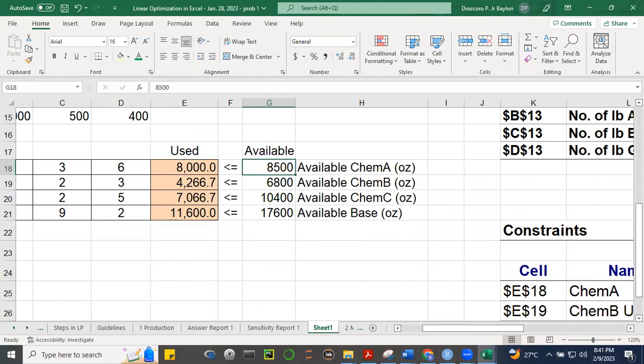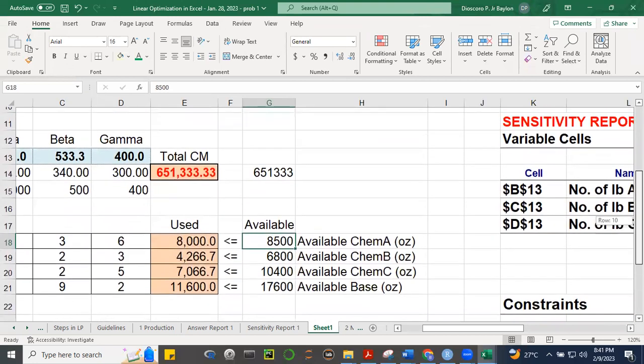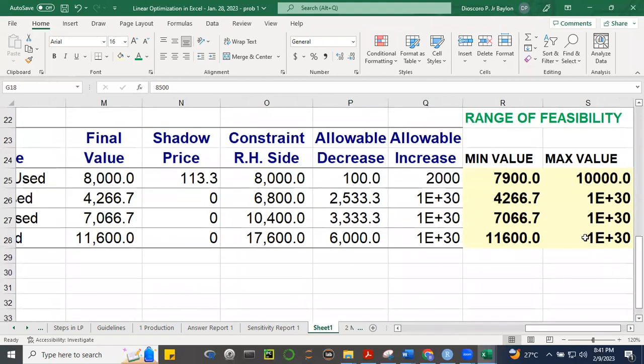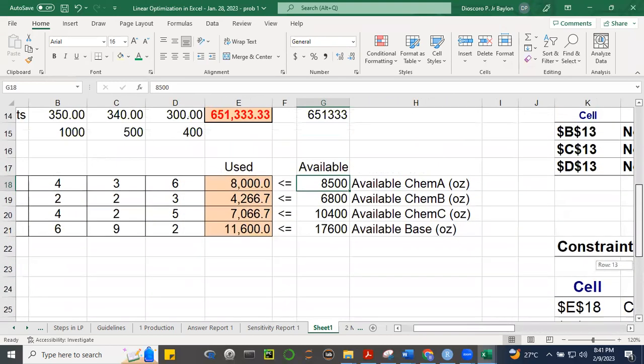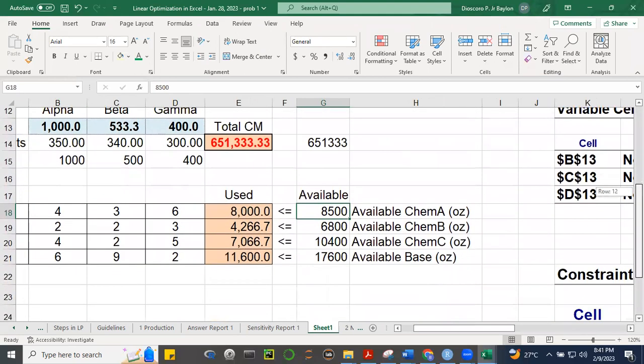Kanina 8,000 na yan. So ang question, what happens if the right-hand side, if the constraint, kasi constraint yung tinitingnan natin dito, no? If this constraint increases from 8,000 to 8,500. Okay, and it's within the range of feasibility, no? Kasama sa range of feasibility. Okay, so let's solve this. Let's see what will happen.